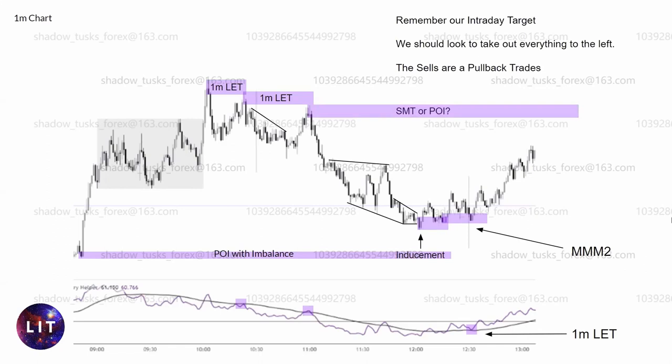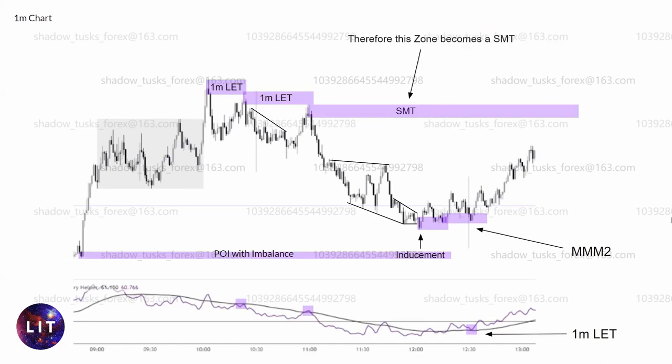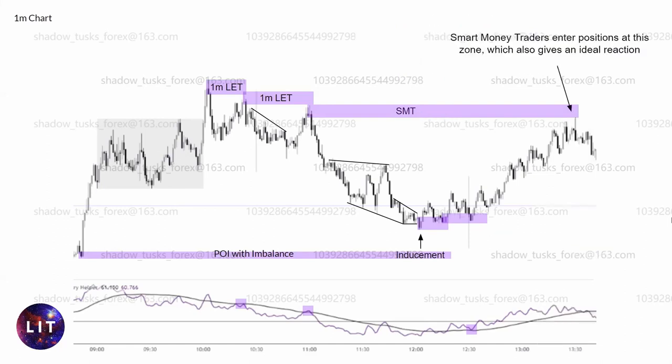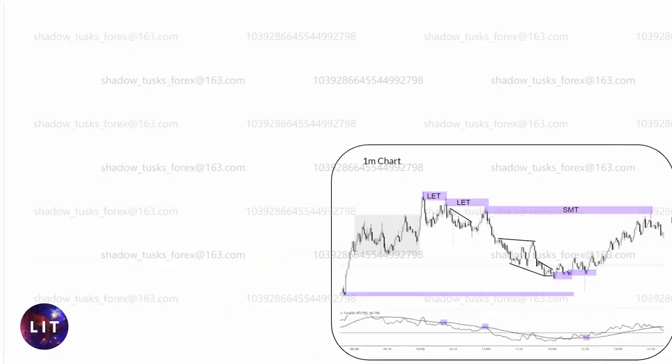The sells are pullback trades. So hopefully you didn't get confused when I mentioned POI, because I knew it was not a POI. I mentioned that, so it's not a POI. It's a smart money trap. So smart money traders enter positions at this zone, which gives an ideal reaction, right? So it gives a perfect pinpoint entry right there. But what price does, remember, we have a main target for the day, still higher up. Buys are then pro-trend. So let's see the 1M chart, what it looks like as an overview.